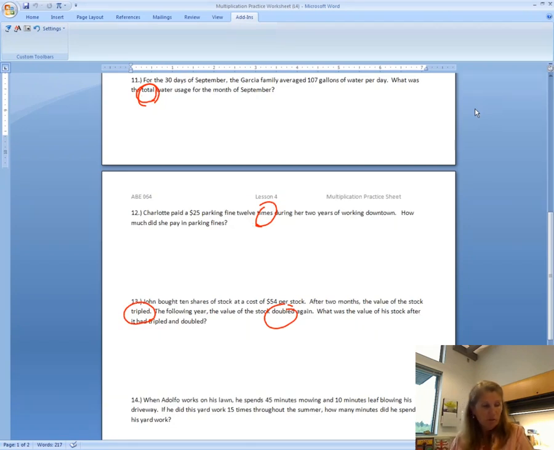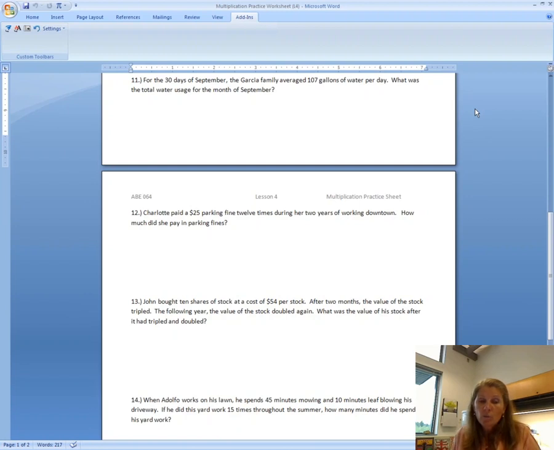Let's look at number 14. When Adolfo works on his lawn, he spends 45 minutes mowing and 10 minutes leaf blowing his driveway. If he did this yard work 15 times throughout the summer, how many minutes did he spend on his yard work? And that's where we're going to get times again. He did it 15 times, so he did this thing over and over and over again until he had done it for 15 times.